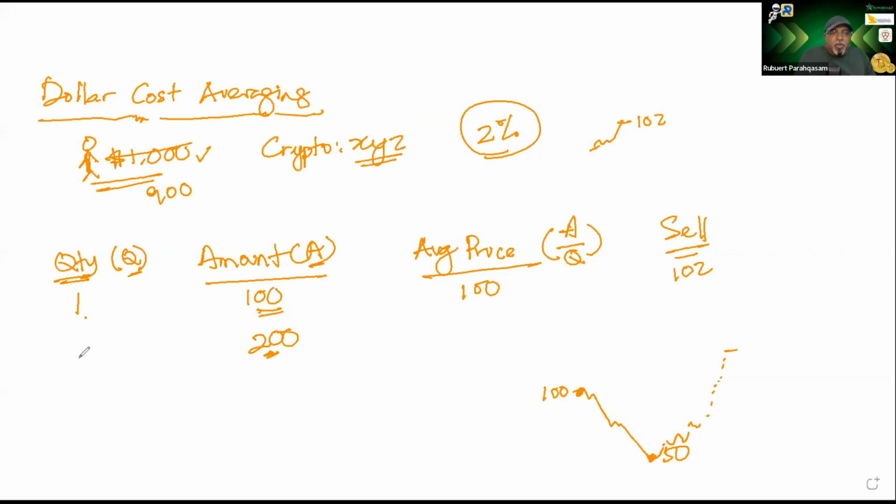So the number of coins I'm going to get is 4, because the price is $50 and I'm buying double from what I purchased earlier. So now I have 4 coins. Correct? 4 coins. So what is going to be my average price right now?